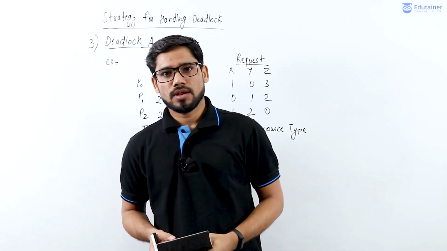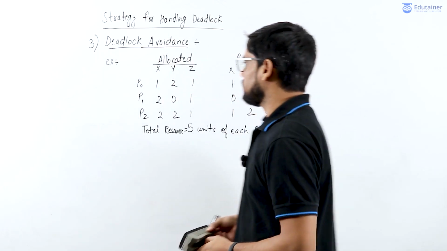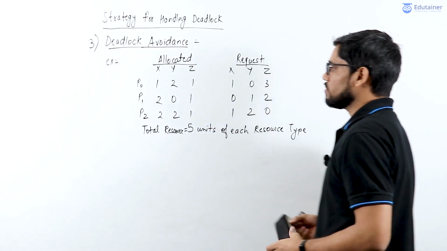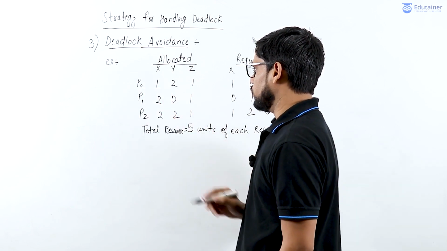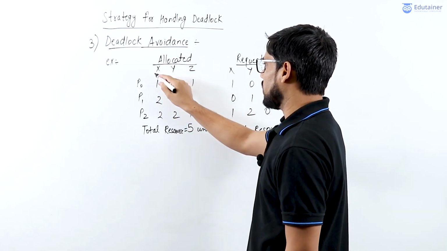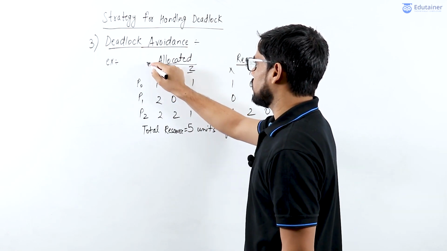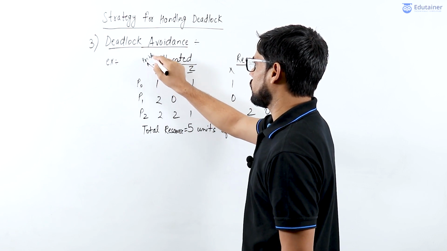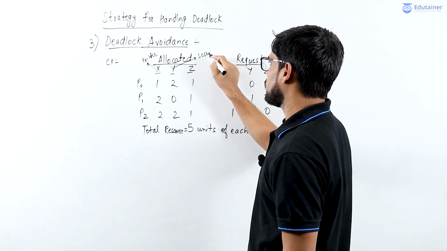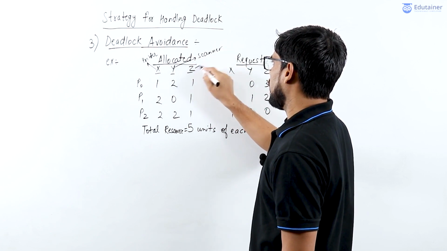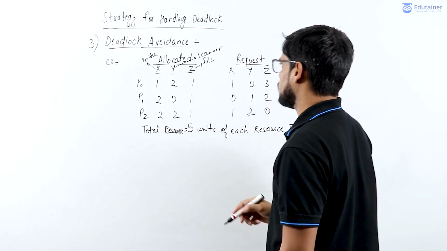Hello everyone. So let's understand the Banker's algorithm with the help of an example. Here three processes are given: process P0, process P1 and process P2. And we have three different types of resources: X, Y and Z. You can assume that X is either a printer and Y is, let's say, a scanner, and Z is some, let's say, other files or other hardware devices.